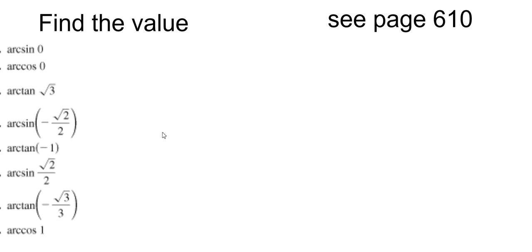Okay, what we're going to do is go through some example problems on how to solve using our cosine. All right, how to find the value. Well, essentially using the inverse relationship.